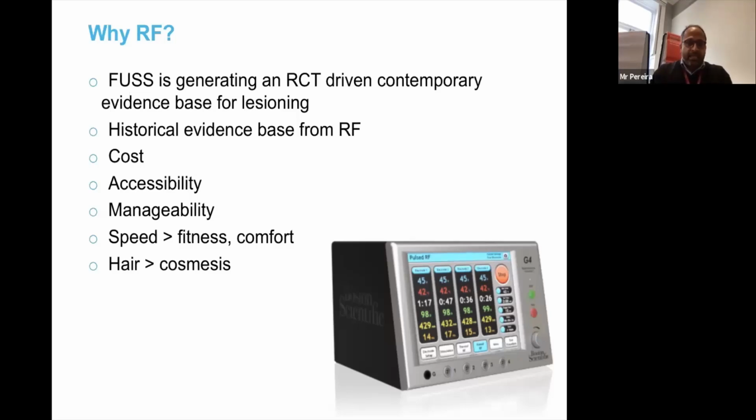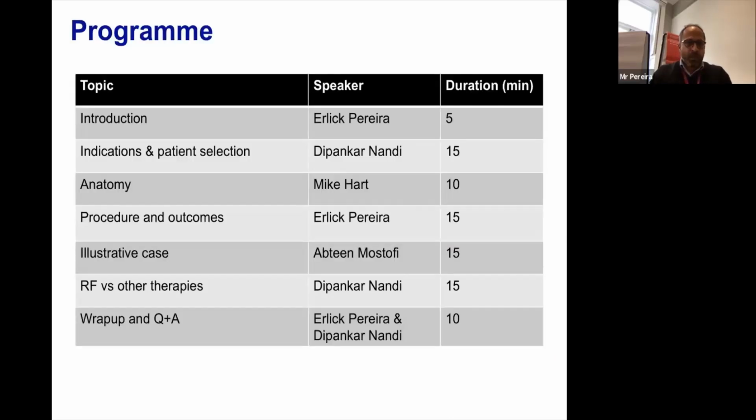And it can be a quick, awake operation in patients who might not be fit for anything more or might not tolerate anything more. And also there's the more minor point that there is a minimal hair shave with radiofrequency lesioning. So those are some pros with regard to radiofrequency lesioning that I wanted to summarize to also set the scene. And moving on from that, I will pass you to Professor Nandi, who will talk about indications.